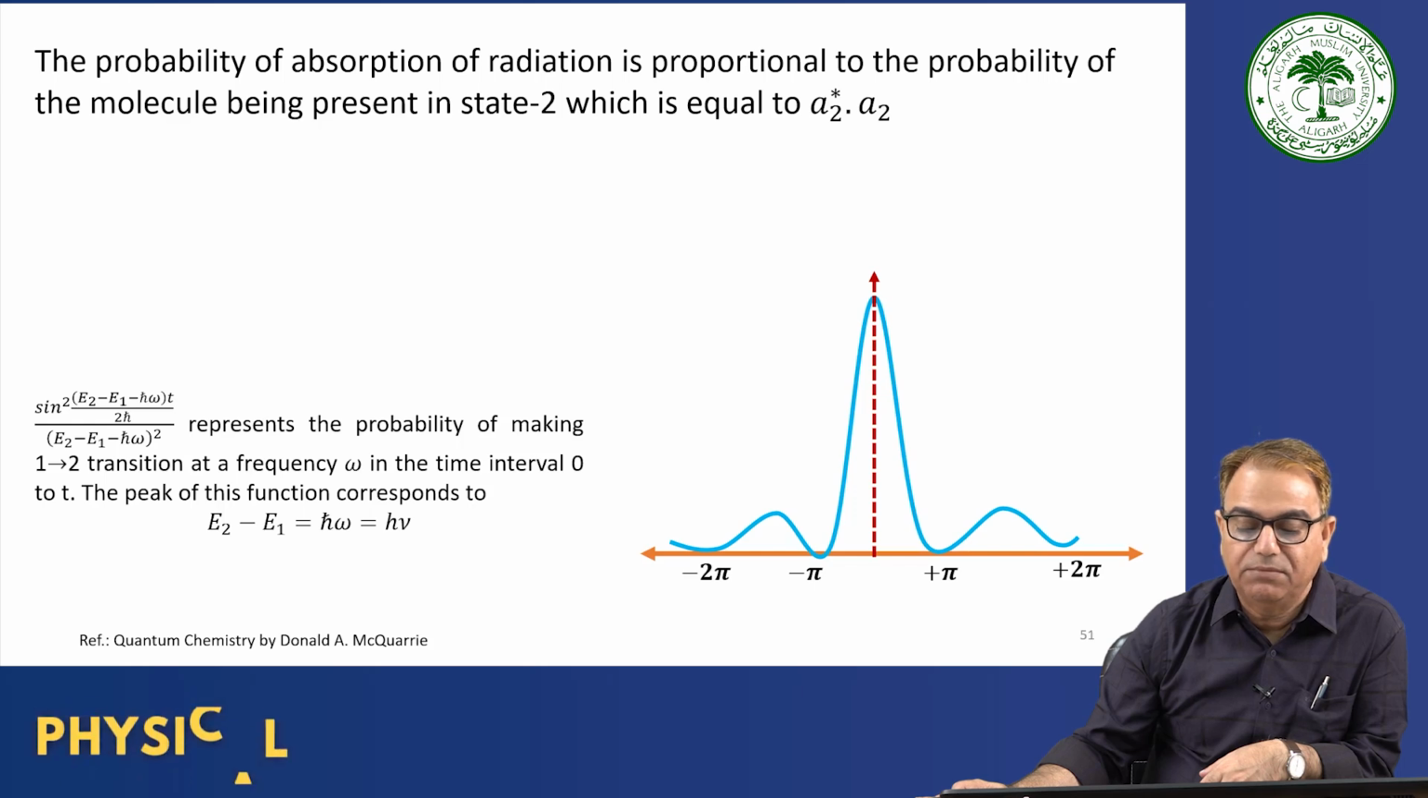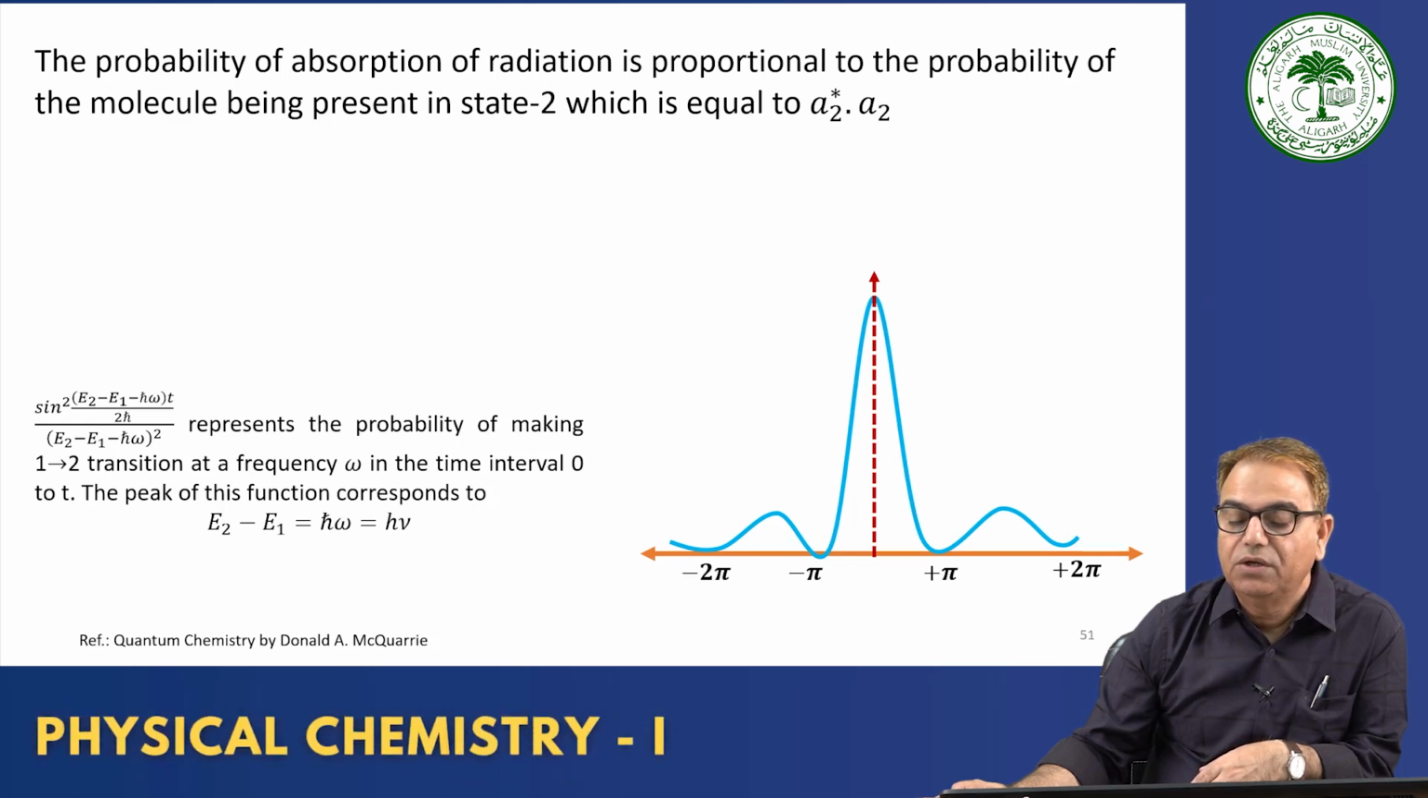The probability of absorption of radiation is proportional to the probability of the molecule being present in state 2, which is given by A2 star into A2. As I said, you multiply A2 star into A2, and this will become 0 when the transition moment integral is equal to 0. So A2 will be 0 and the probability will be 0. So the transition moment integral has to be non-zero.